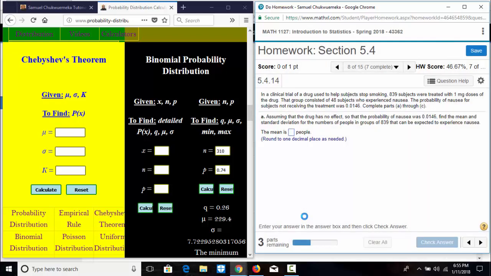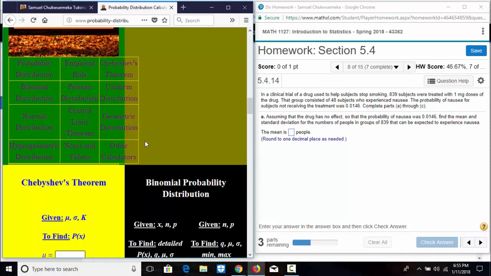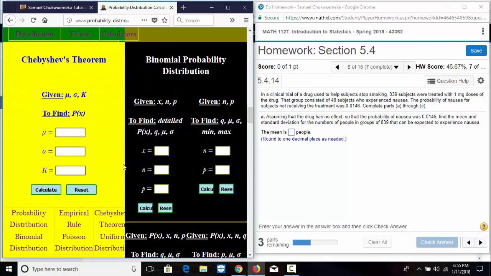Okay. Question 8. In a clinical trial of a drug used to help subjects stop smoking, 839 subjects were treated with 1 milligram doses of the drug. That group consisted of 48 subjects who experienced nausea. The probability of nausea for subjects not receiving the treatment was 0.0146. Complete parts A through C.